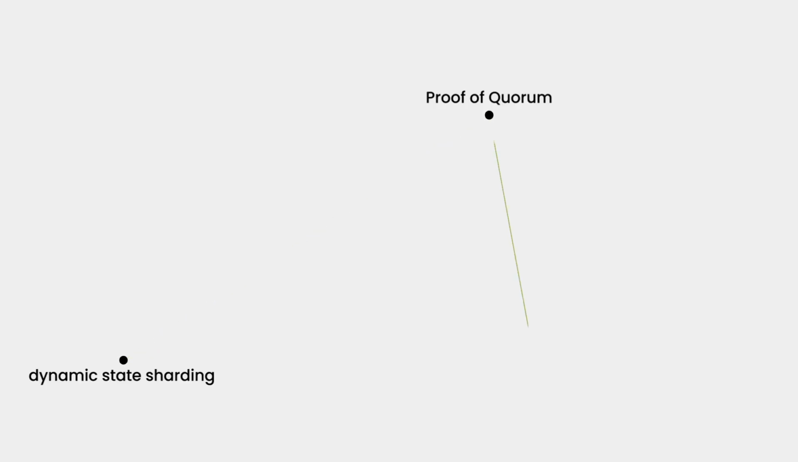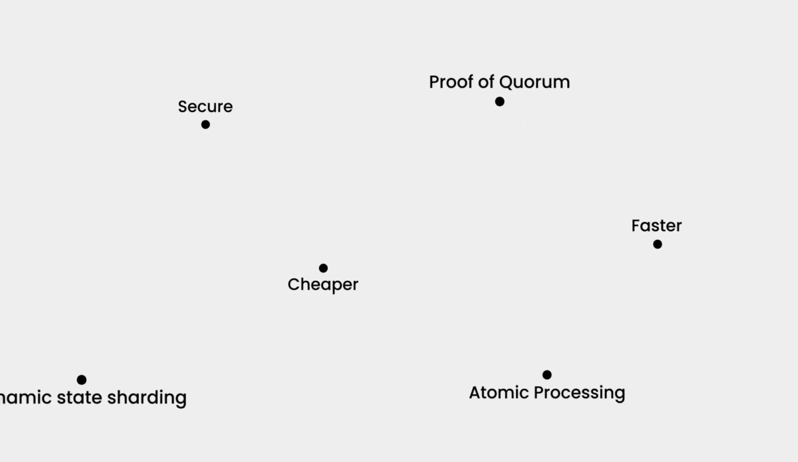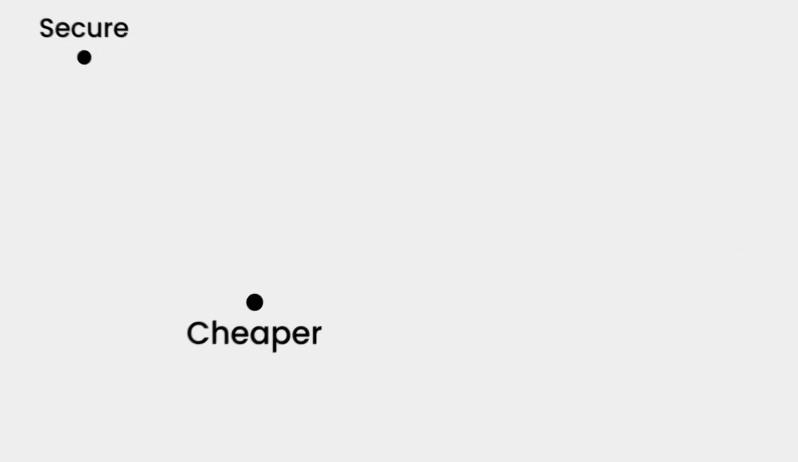Shardeum is an EVM-based, linearly scalable smart contract platform that provides low gas fees forever while maintaining true decentralization and solid security. It uses breakthrough technologies like dynamic state sharding and proof of quorum, allowing atomic processing of cross-shard transactions. Unlike other L1 blockchains, it is faster, cheaper, and more secure.